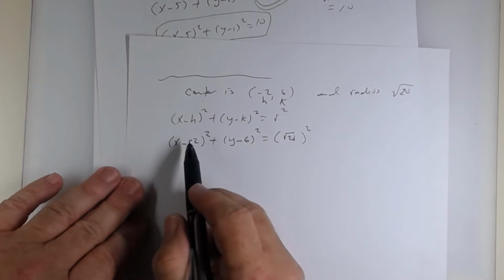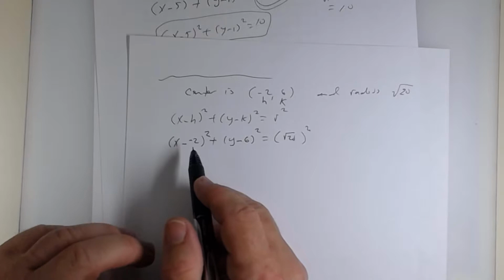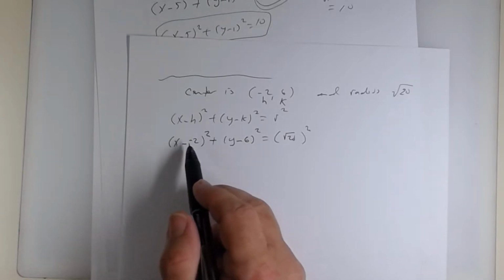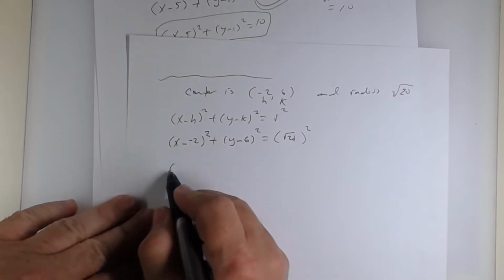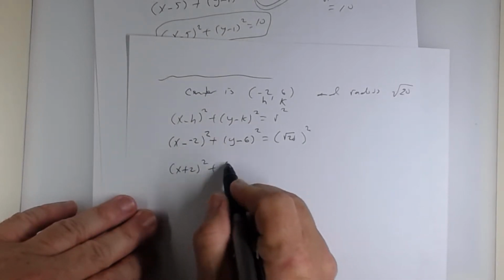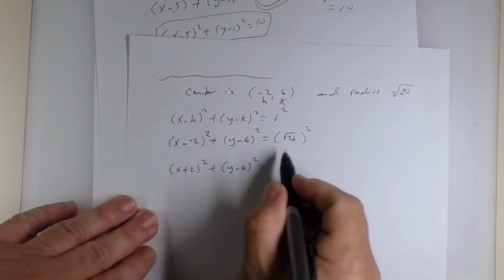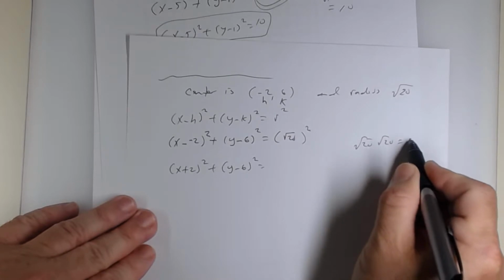Now, don't leave the answer like this. You need to rewrite this. You leave it like this, you're not going to get full credit. So don't say x minus -2, because x subtracting -2 really is x plus 2 squared. Now this you leave as y minus 6. And don't leave it like this either. The square root of 20 times itself is just 20.